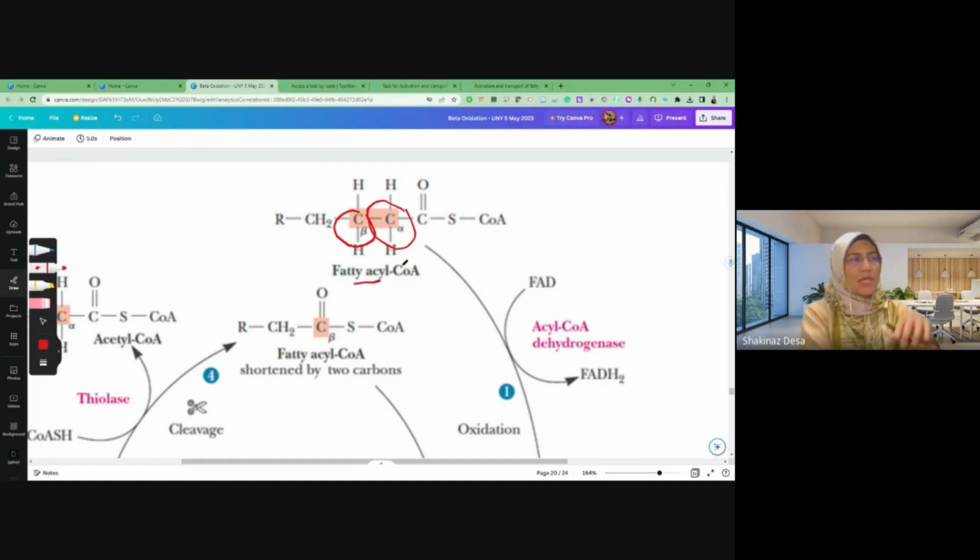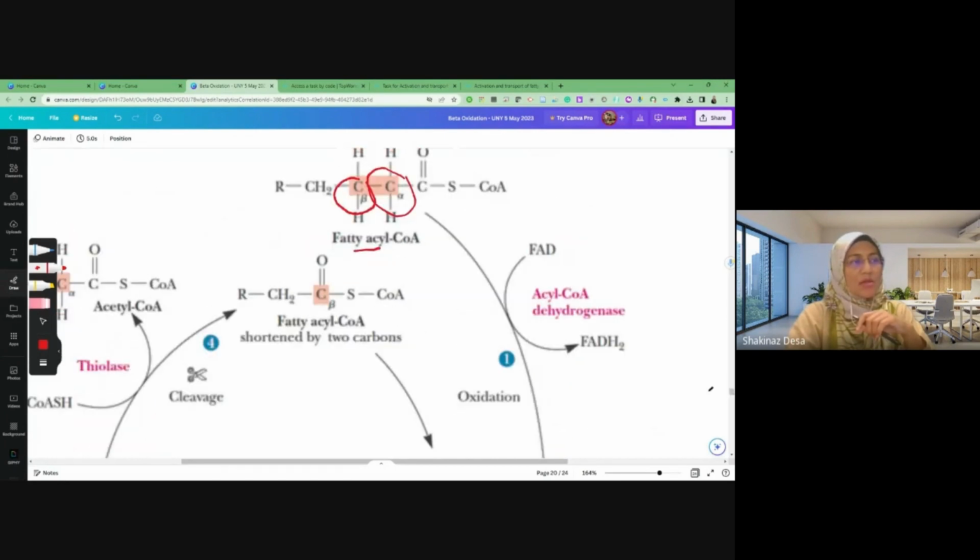So this is fatty acid CoA. First thing first, it will go through what is known as oxidation. Remember that oxidation. First step, oxidation. What is oxidation? There's a tip. Perhaps you already know what is oxidation. I can give you some tips.